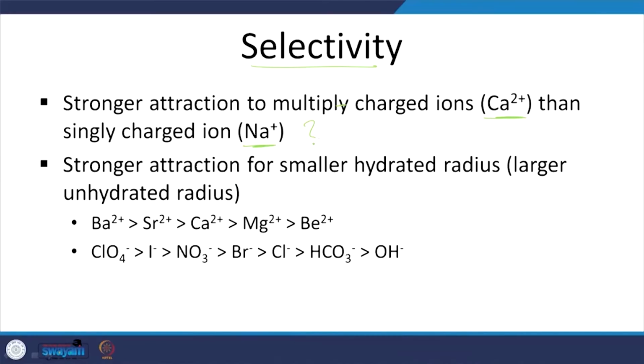And typically, when will that be the case? When it's a relatively smaller ion with greater charge, let's say, right? So the bigger the ion and the lesser the charge, your affinity typically decreases. Why? Again, it's relevant to the hydrated radius, right? So strong attraction for smaller hydrated radius, and typically it's inversely proportional to the unhydrated radius, as I just mentioned. So here obviously Ba2 plus, Sr2 plus, greater the affinity, I guess, right? This is for cations and this is for anions, but this is the general rule. There will be some exceptions here and there, but again, the key aspect is to understand that it's the hydrated radius.